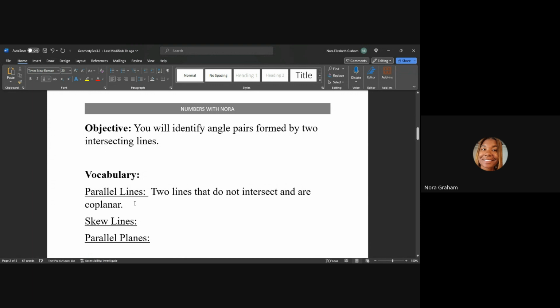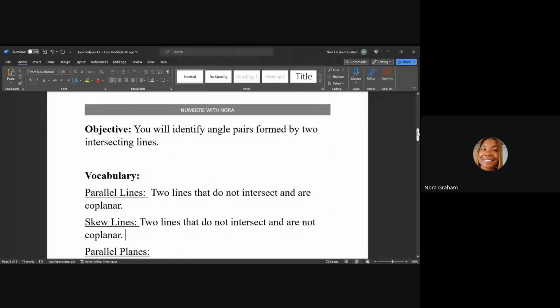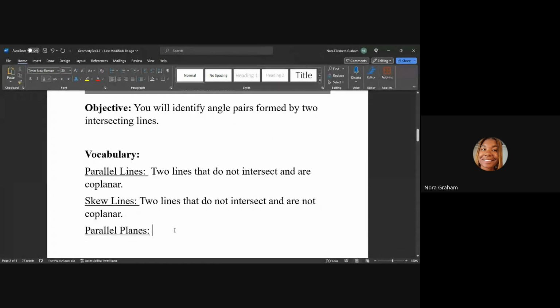Our second vocabulary word is going to be skewed lines. Skewed lines are kind of like parallel lines, but they're two lines that do not intersect and are not coplanar. So they do not lie on the same plane. We're going to look at examples of these coming up. And then we have parallel planes. Parallel planes are just two planes that do not intersect.